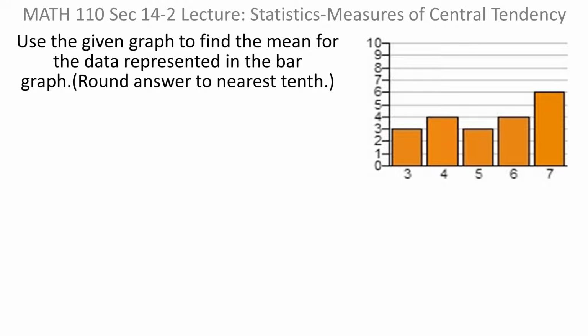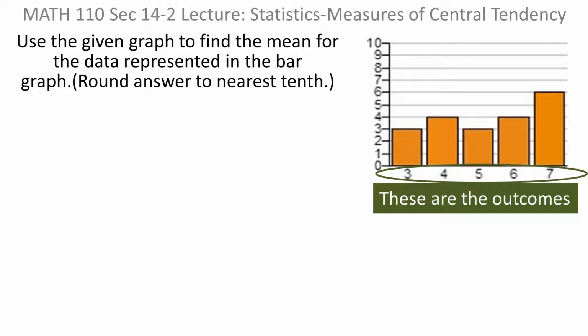Use the given graph to find the mean for the data represented in the bar graph and round the answer to the nearest tenth. Now the bar graph is just a more visual way of representing what we could have put into a frequency table, and since we've done so much with frequency tables, my suggestion is to take that bar graph and turn it into a frequency table.